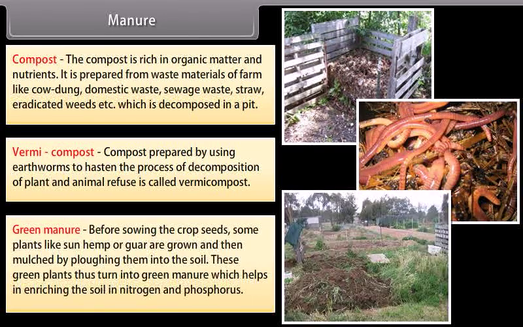Green manure. Before sowing the crop seeds, some plants like sunhemp or guar are grown and then mulched by plowing them into the soil. These green plants thus turn into green manure, which help in enriching the soil in nitrogen and phosphorus.